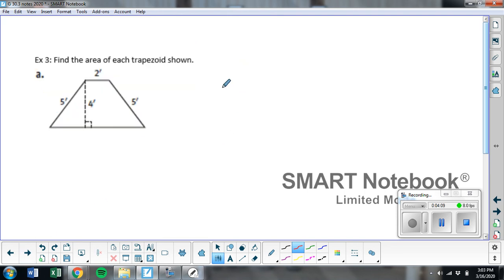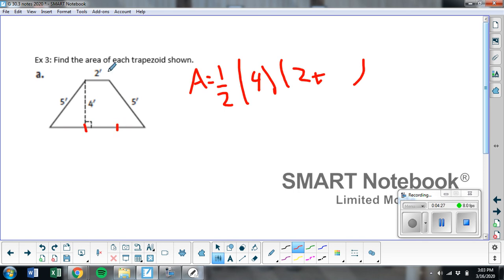Number 3, area of the trapezoid. Again, 1/2 height, which is 4 feet. And then base 1 plus, we don't know base 2. We need to figure out this base here. We know that from here to here, just like it is up here, is going to be 2. But we need to figure out this part. So let's figure out, we'll call this x. Again, we'll make a right triangle. Pretty much anytime you don't know something, make a right triangle and do Pythagorean theorem or trig.